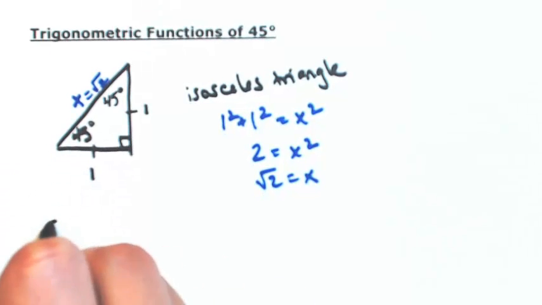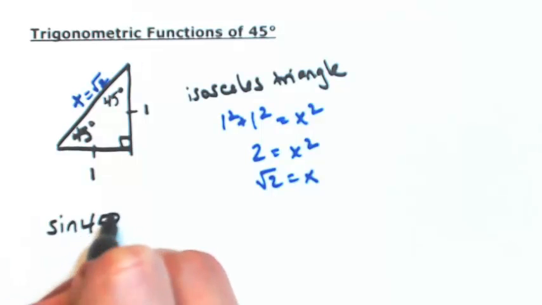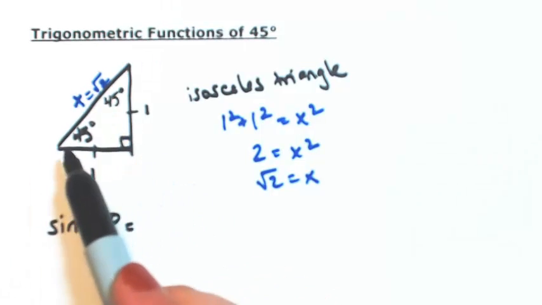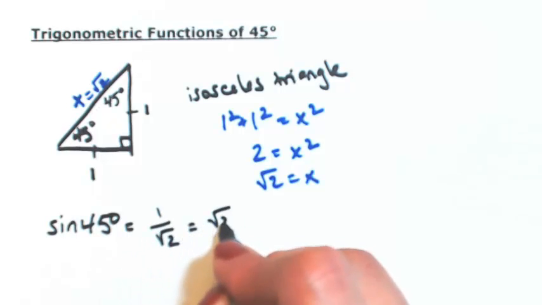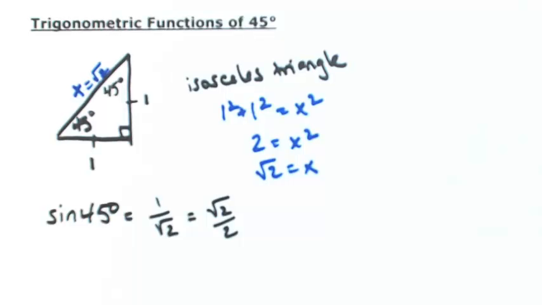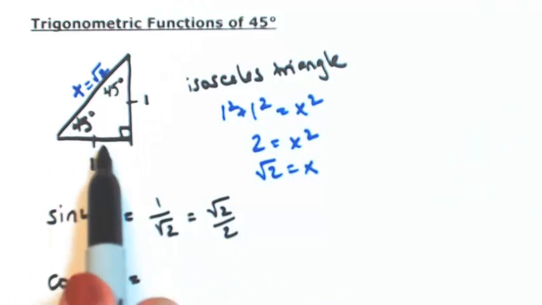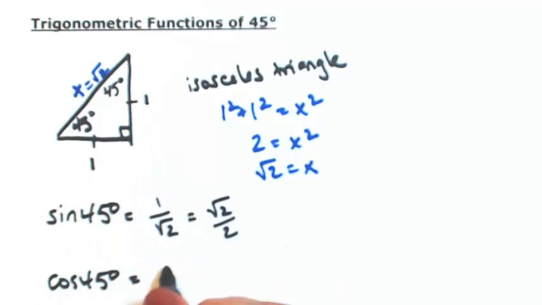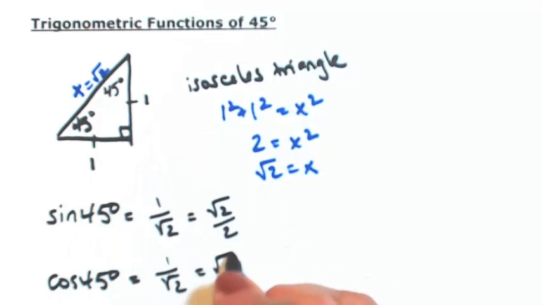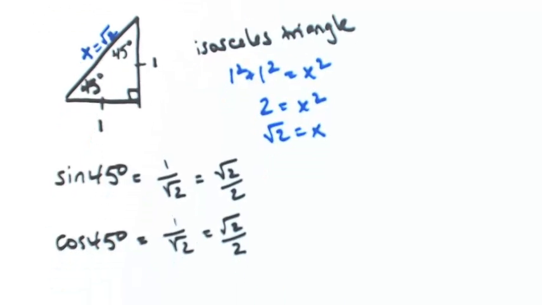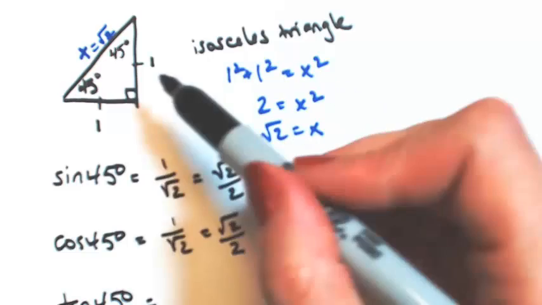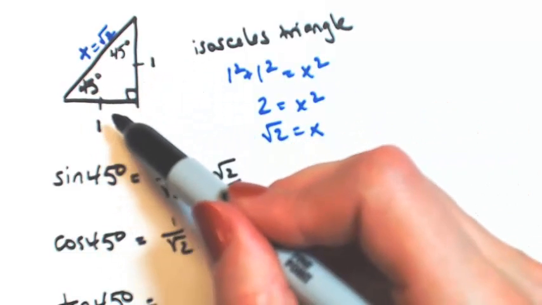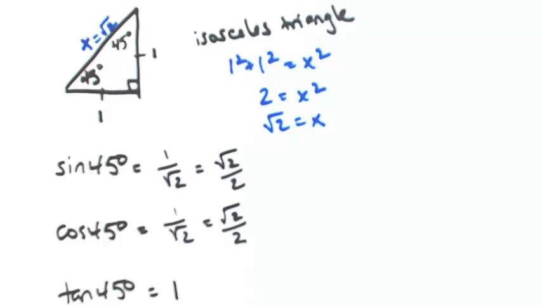If I have the sine of 45 degrees, opposite over hypotenuse, I get 1 over the square root of 2, or rationalized, square root of 2 over 2. Cosine of 45 degrees is going to be the same thing, because the adjacent is the same as the opposite. Tangent of 45 degrees will be opposite over adjacent. Again, they're the same thing, so we're just going to get 1.